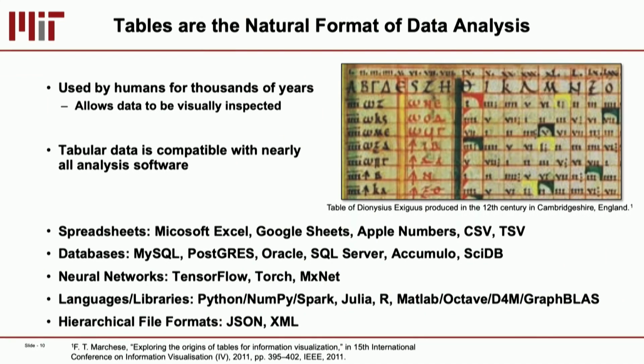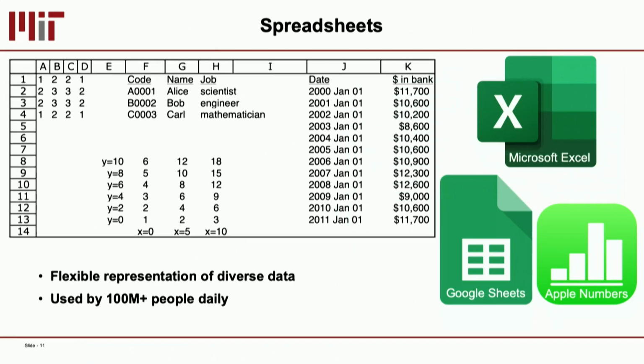If I make data analysis software and I can't read tables or write out tables, it's going to have a very small market share. And this is just an example of some of the software out there that is designed to use tables. So whether it be spreadsheets or databases or the neural network packages that we've already looked at, various languages and libraries, and even things that you wouldn't think are tabular, like hierarchical file formats like JSON and XML, can actually be made compatible with a tabular format. So I'm just going to walk through these in a little more detail.